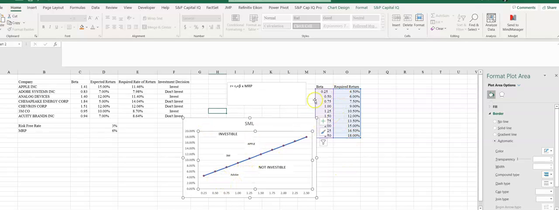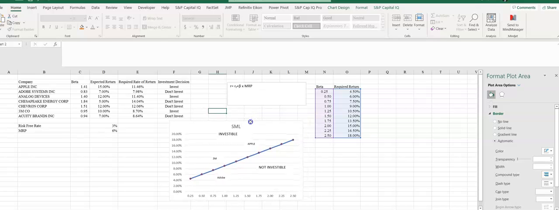So we could show the investables and not investables in this fashion in a graph. But the idea is that any asset that has an expected return above its required rate of return is investable. Others should not be invested in because they do not earn sufficient return for the risk that the investor is taking.